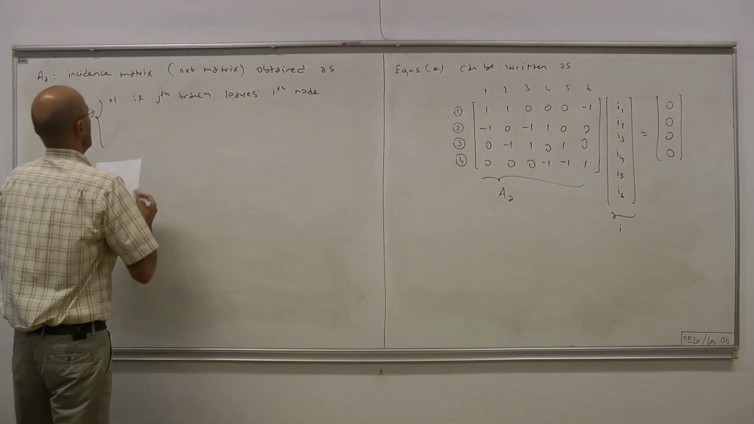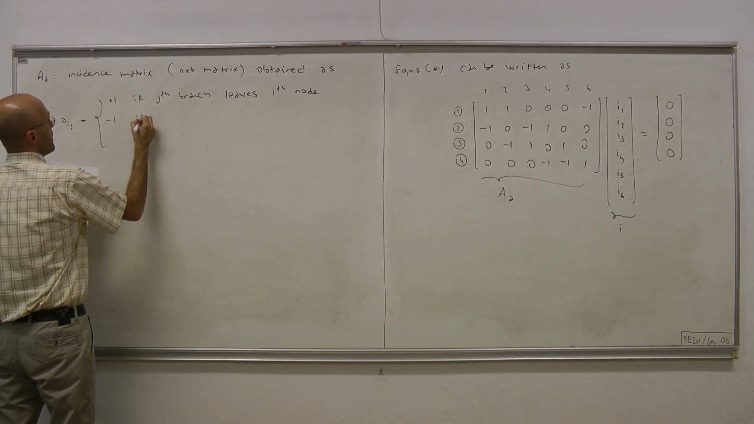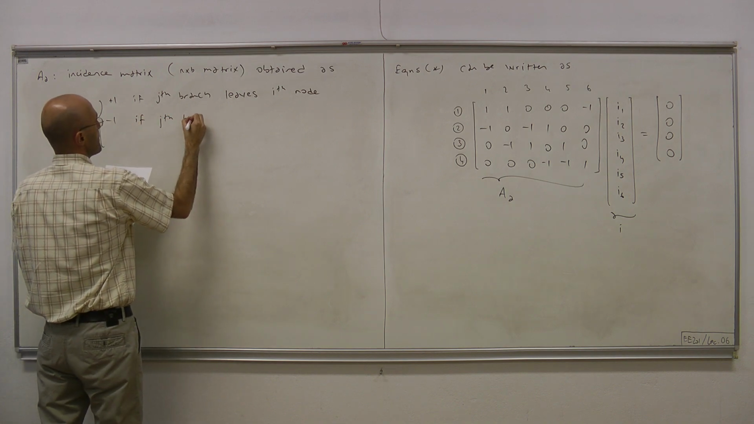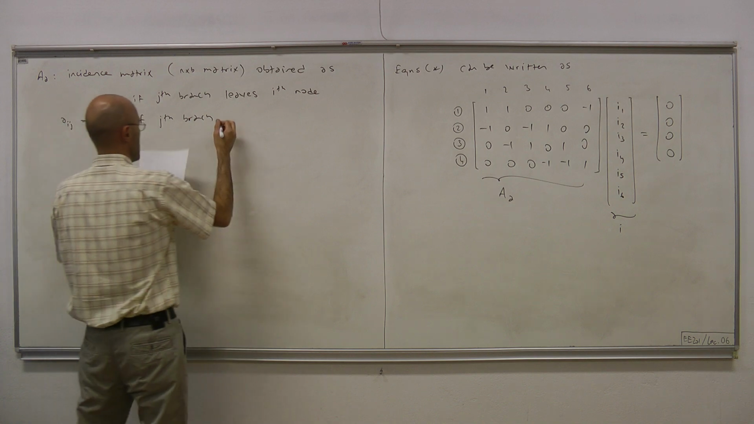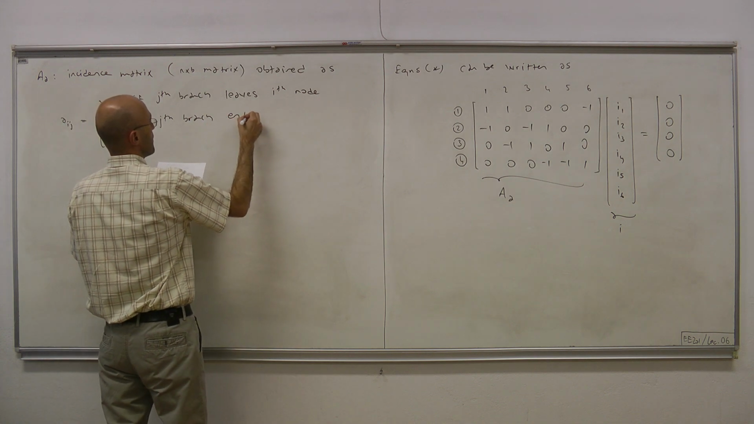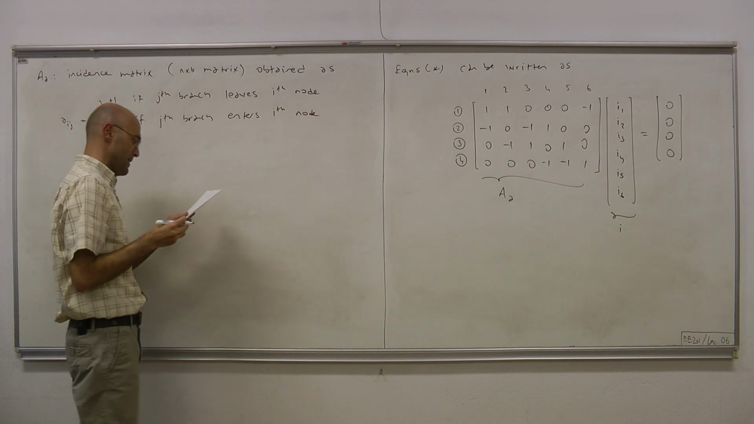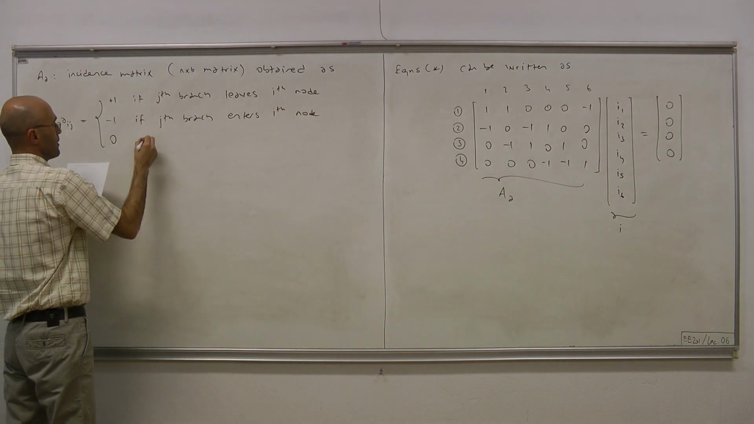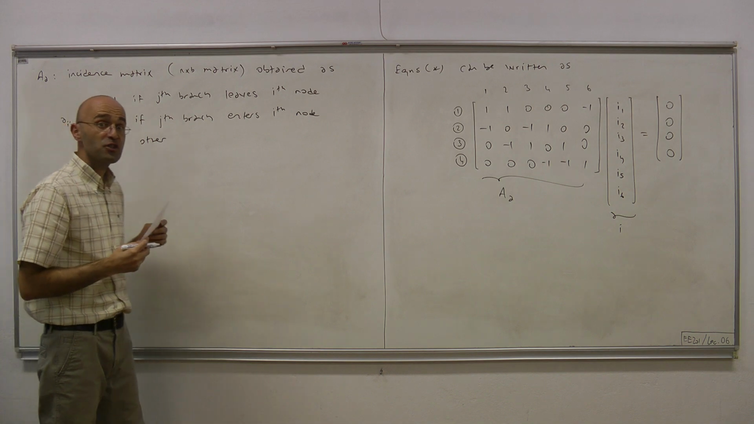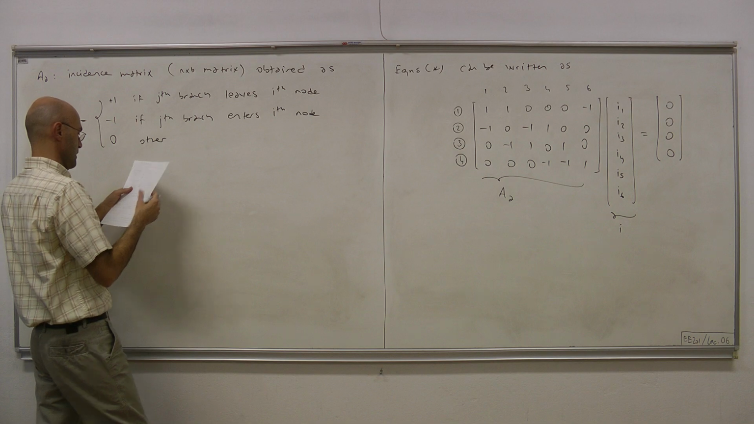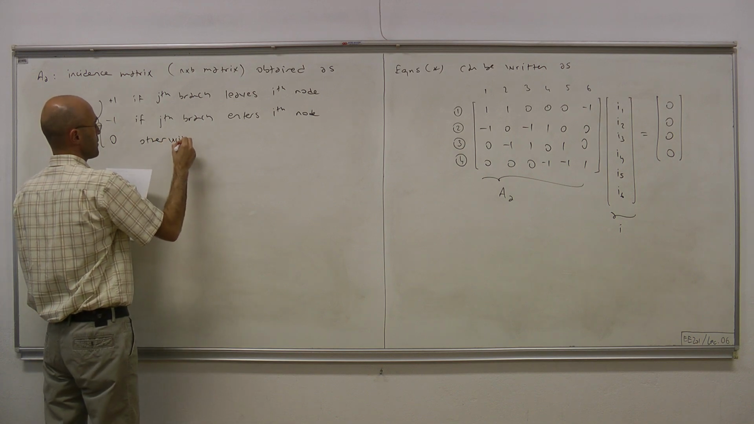So -1 if the jth branch enters ith node, and if the branch doesn't touch that node, then the corresponding entry is 0. 0 otherwise.